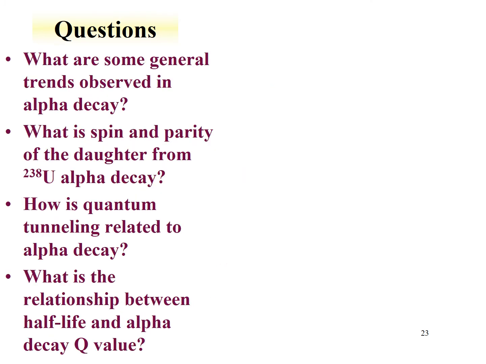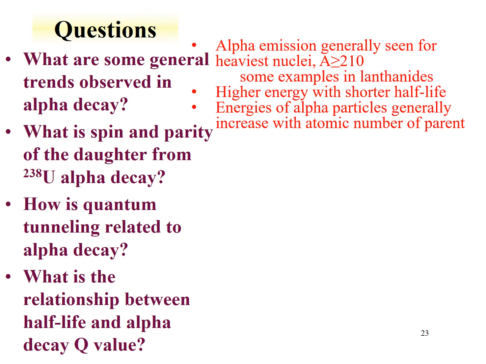Based on the results from the lecture, you should be able to discuss some general trends that are observed in alpha decay, and examples could be that alpha emission is generally seen for the heaviest nuclei in the chart of the nuclides, generally with isotopes of mass greater than 210. So these are the elements above lead and bismuth generally. There are some examples of alpha decaying isotopes in the lanthanides. For instance, we discussed the low energy alpha decay that is seen in neodymium-144.